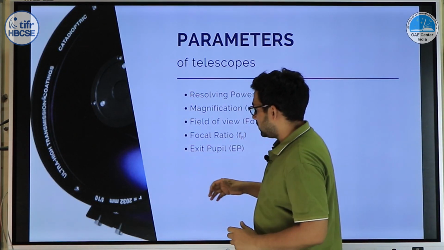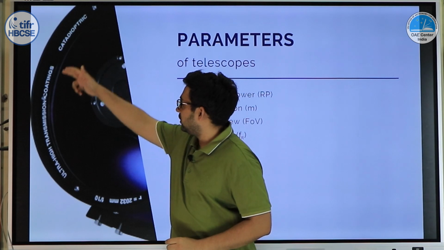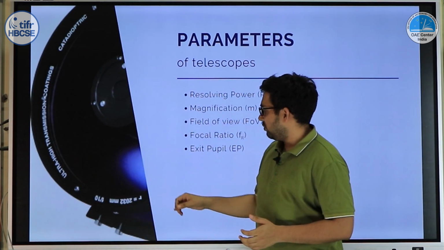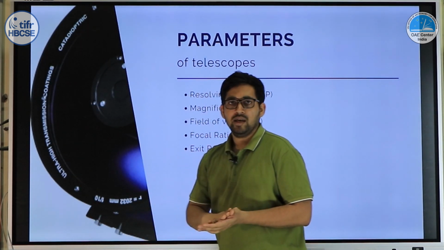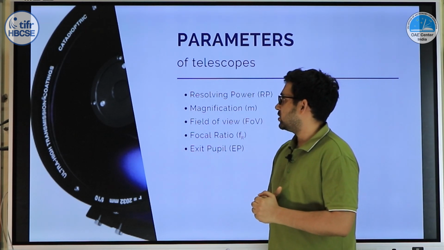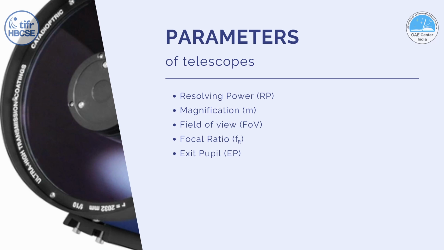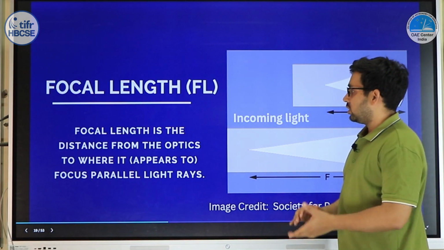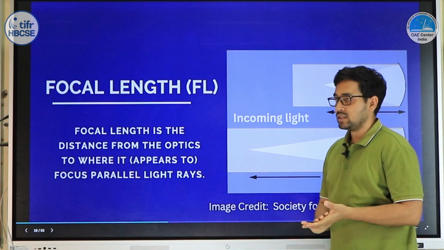So, oftentimes in a telescope, near the end of the tube, you will see some numbers mentioned, and they quantify some of the important parameters of that telescope. We will look at a few of them one by one: resolving power, magnification, field of view, focal ratio, exit pupil. We should know what the focal length is.